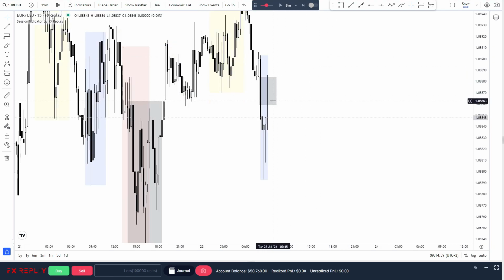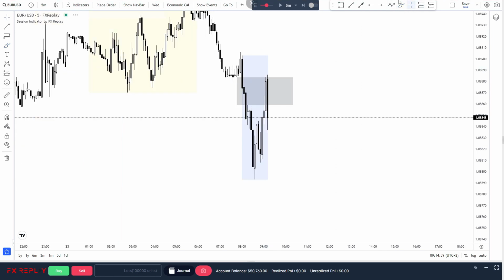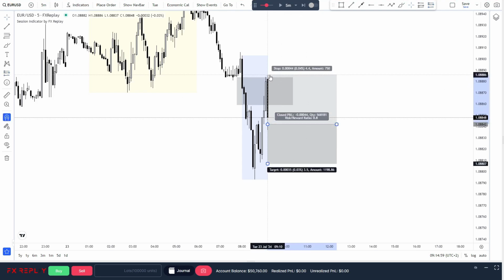Because if we go on a 15-minute, we can see that it clearly wicked into that fair value gap, mitigated this order block as well. So there was no point of breaking this high anymore. So this is where I just market entered. I believe it was somewhere right here, and I put my stop right above this high. It was just like a 4.7 pip stop loss, I think, something like this.